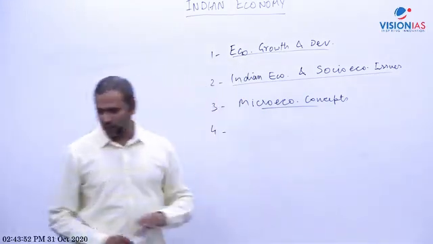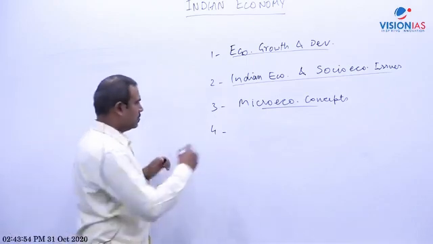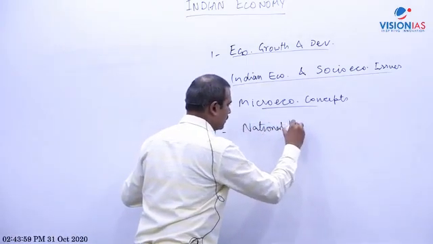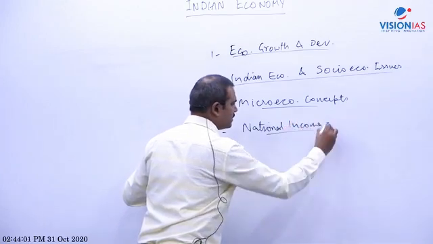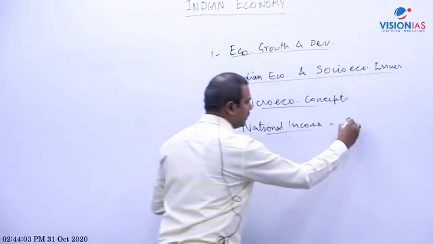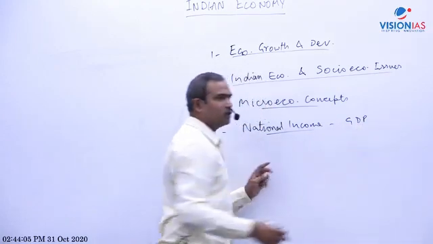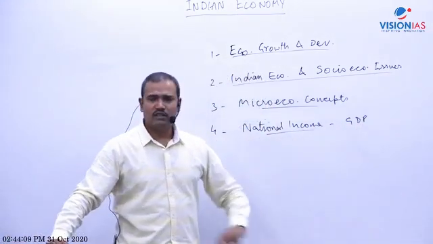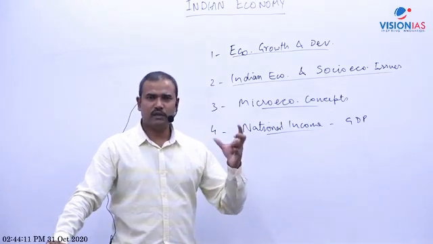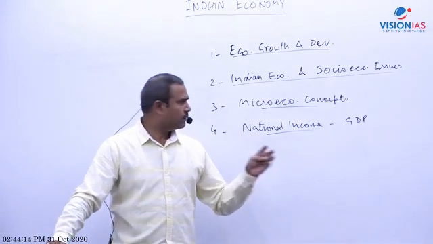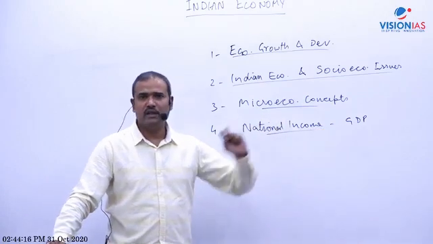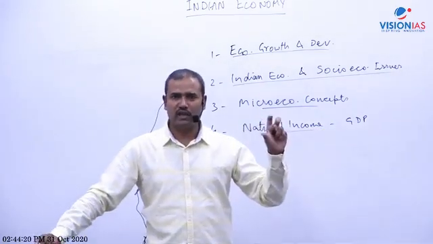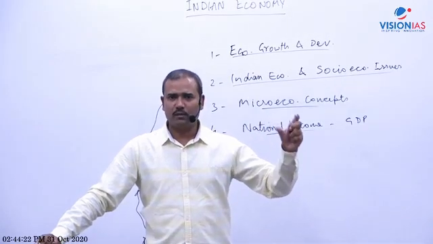Okay, so that was the microeconomic concept. Then fourth is national income. In this chapter, I will discuss national income and related topics like GDP, gross domestic product, GNP, gross national product, and how we measure national income. There are 3 methods of estimating national income: the income method, the production method, and the expenditure method. And what issues are there in measurement.